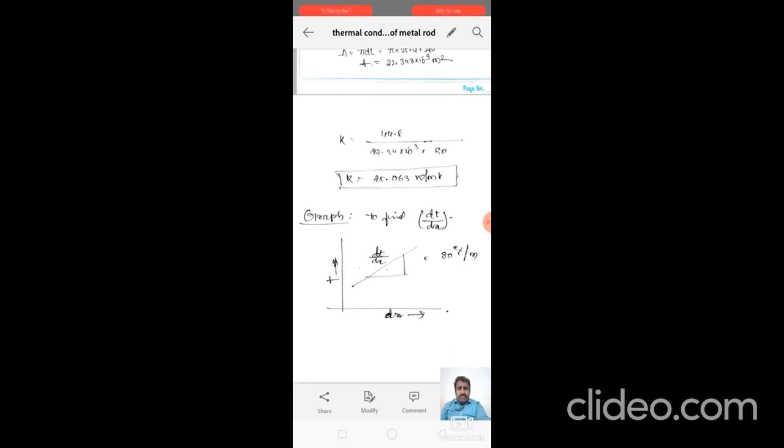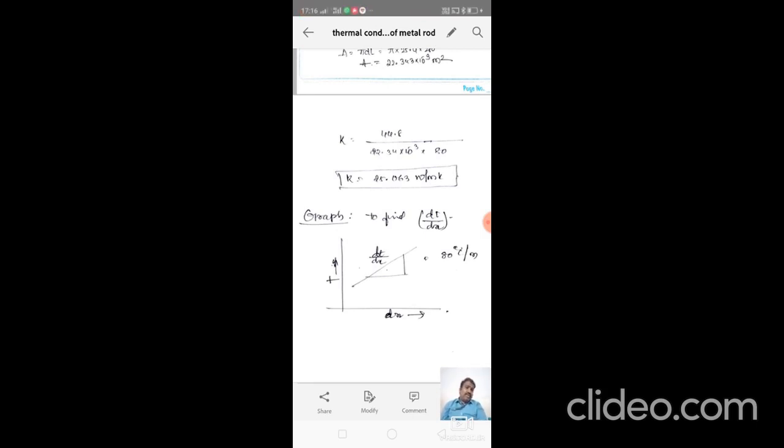Here I have shown the nature of the graph. If you plot according to this, you will get dT by dx, that is 80 degrees centigrade per meter. This is the slope. Once you plot the graph, you take the points that meet on a straight line and draw one line. The ratio of the differences between those points is dT by dx, that is the slope. That value, 80 degrees centigrade per meter, you substitute in the equation.